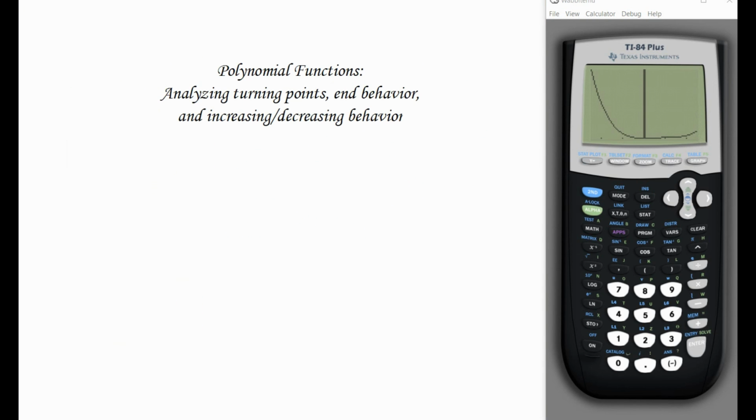But that's how you work with polynomial functions. We analyze turning points, end behavior, and increasing and decreasing behavior.